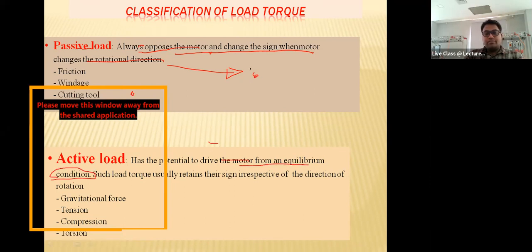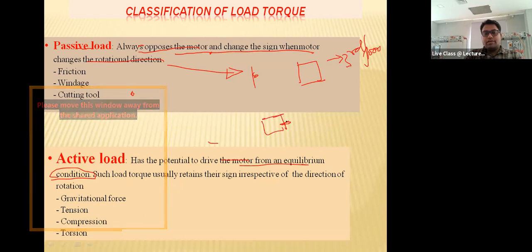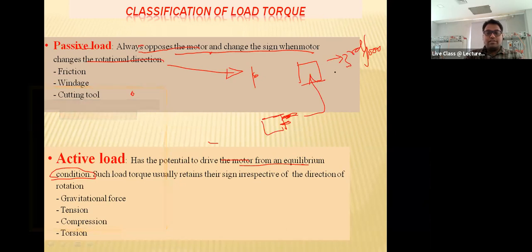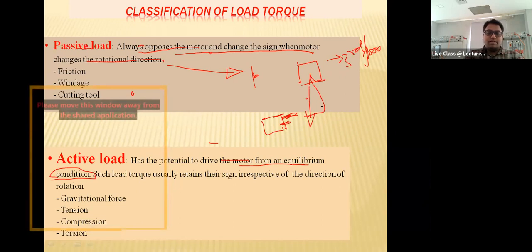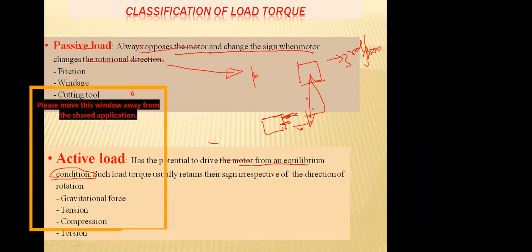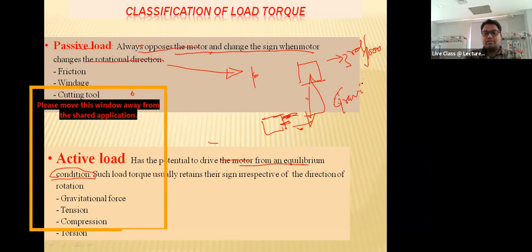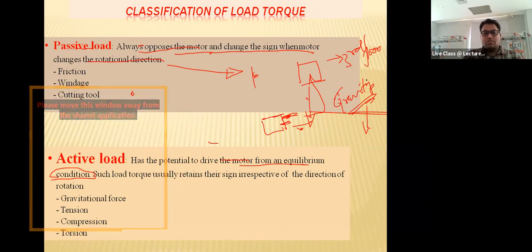That is, if the lift is, say, on the third floor, and the motor is connected to it, and suddenly the power goes off and there are no emergency brakes, what will happen? The lift will come down, right? It's due to gravity. So gravity is an active load. It's called gravitational force, tension, compression, torsion.